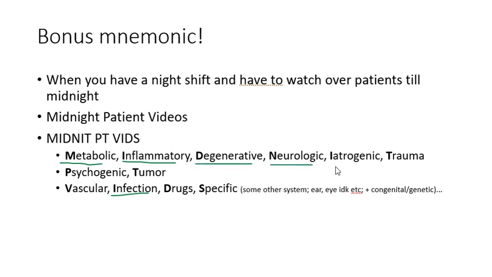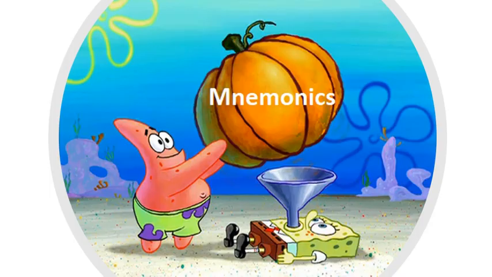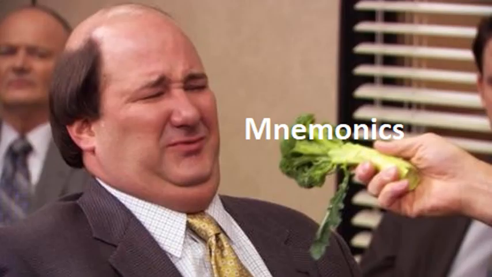Degenerative, neurological, iatrogenic, trauma, psychogenic, like psychological problems leading to it, or it's just in the patient's mind sort of thing. Tumor, vascular, some kinds of drugs, or it's some specific system that causes it. So I don't know, like an ear or an eye problem or whatever it is leading to that problem. So it's etiology of all things, and also plus congenital or genetic. This also falls under specific. Very useful mnemonic. Once again, you know I'm going to force feed you those mnemonics.